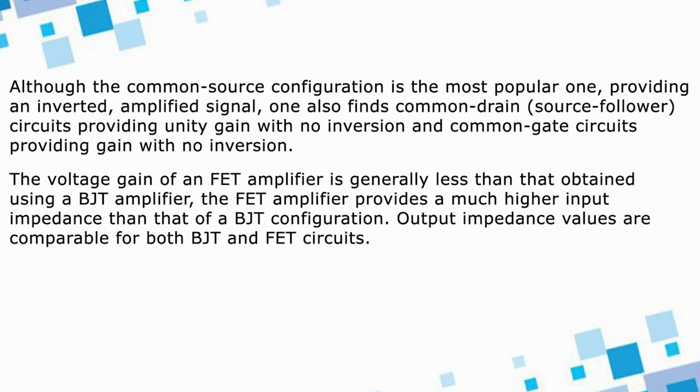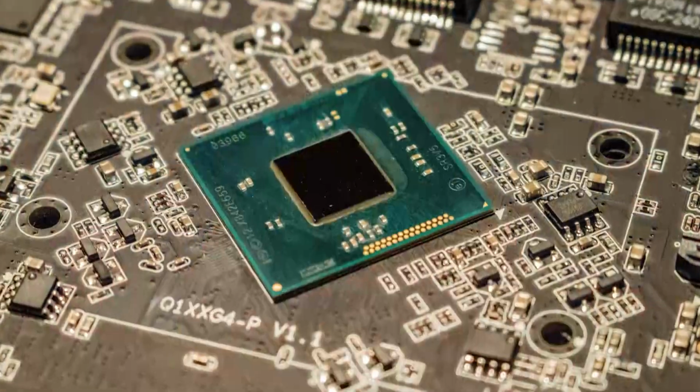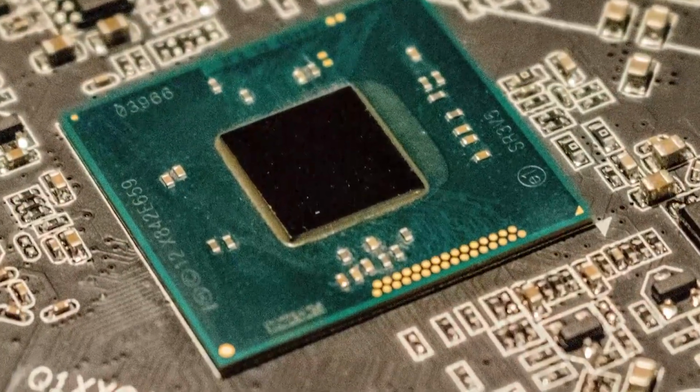The voltage gain of a field effect amplifier is generally less than that obtained using a BJT amplifier. The FET amplifier provides a much higher input impedance than that of a BJT configuration. The output impedance values are comparable for both BJTs and FETs.